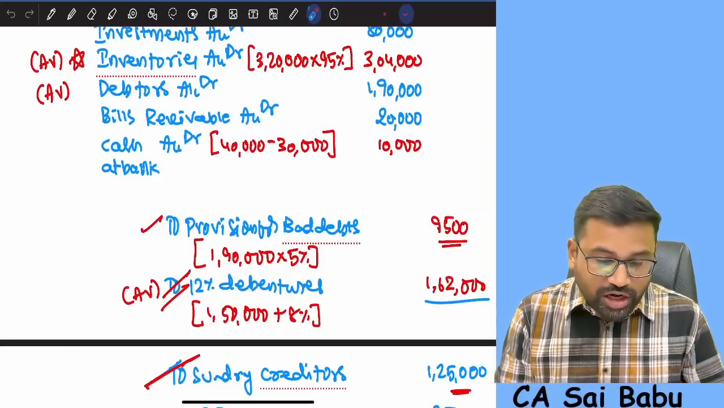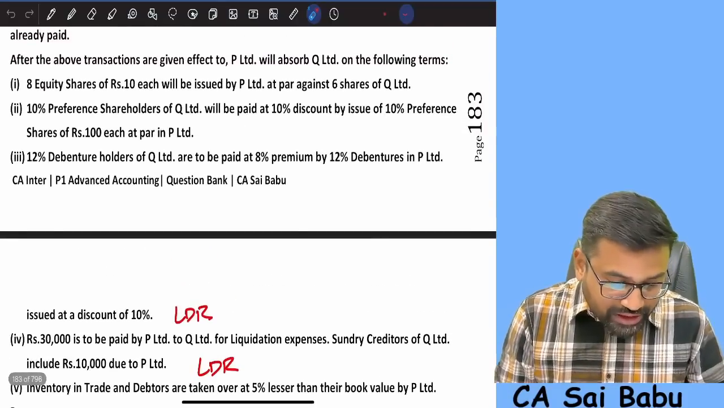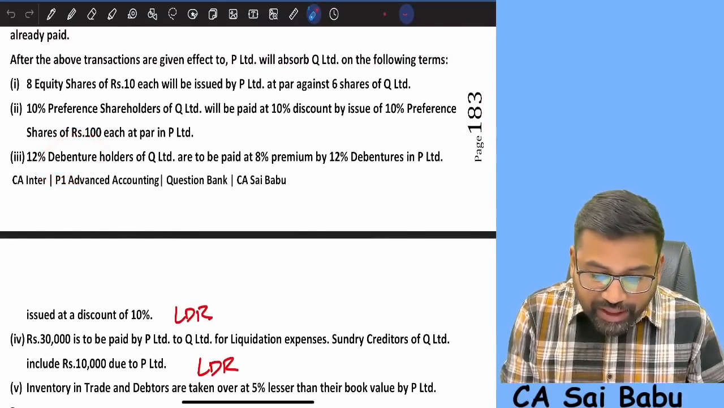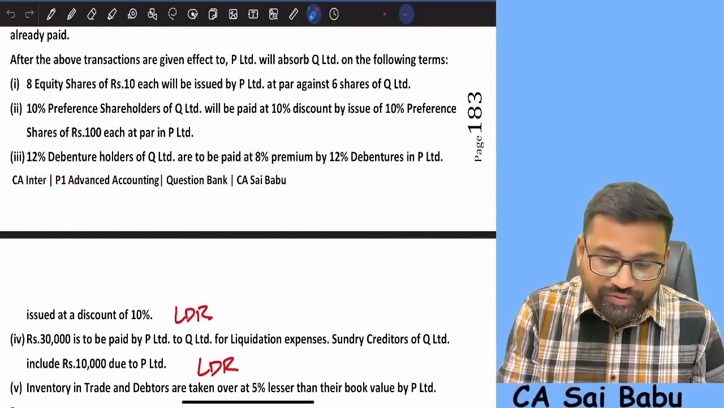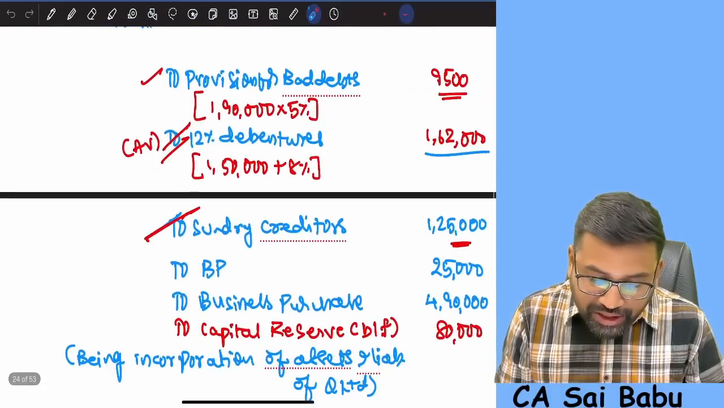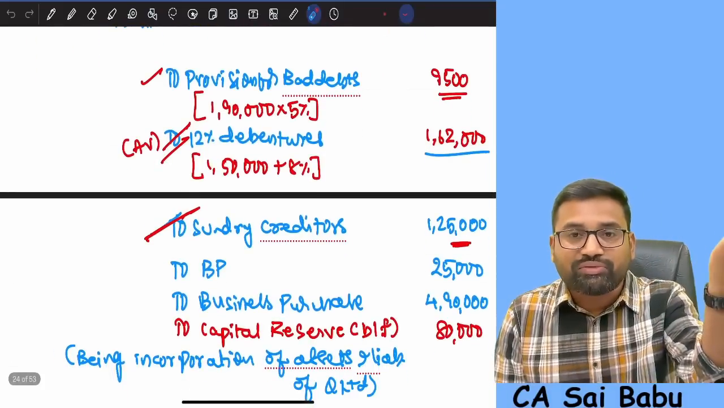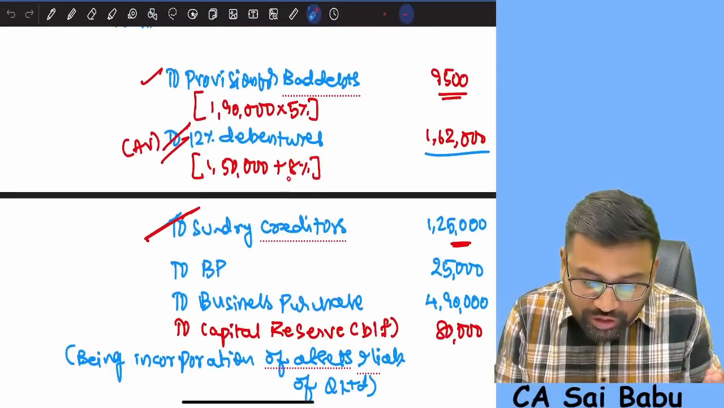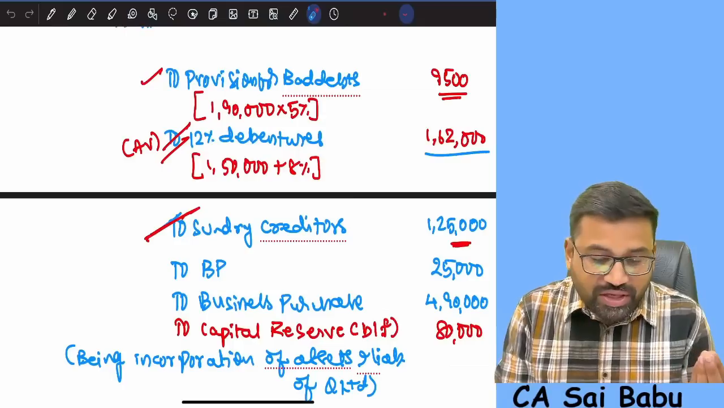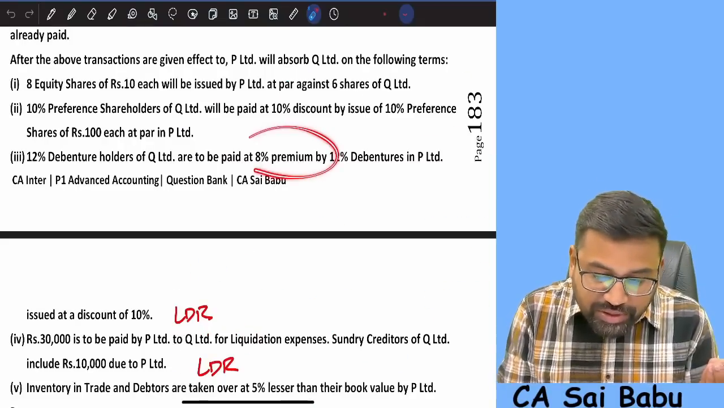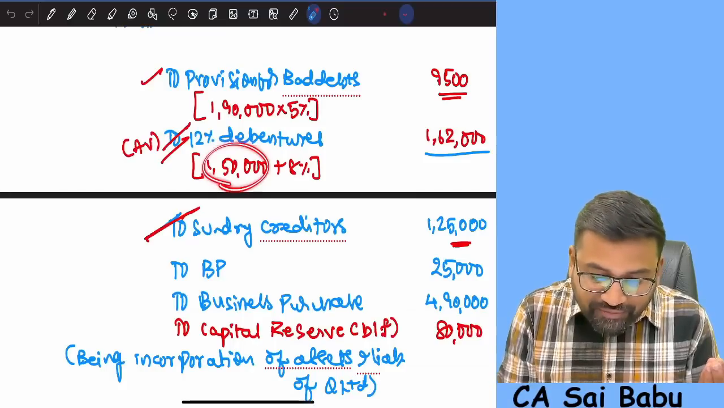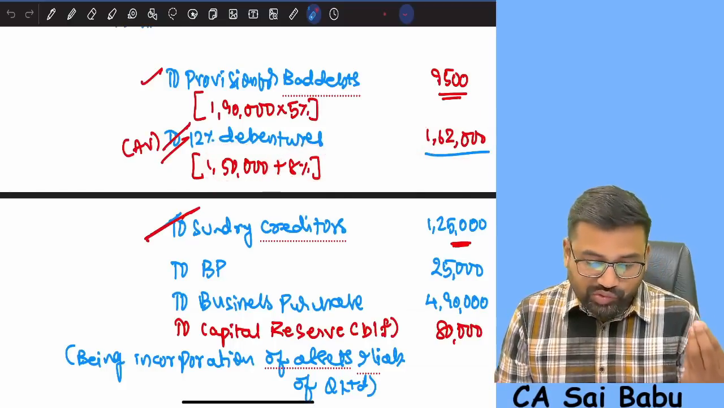Also, in this question there is one more important thing: debentures of Q Limited are paid at 8% premium. So even the debentures, whatever debentures are there in the transferor, we will incorporate in our books as the transferee at 8% premium. See this, because we have taken debentures at 8% premium. So 1,50,000 plus 8%, 1,62,000.